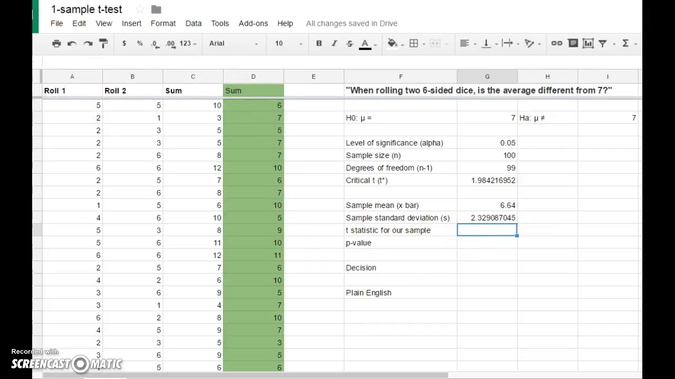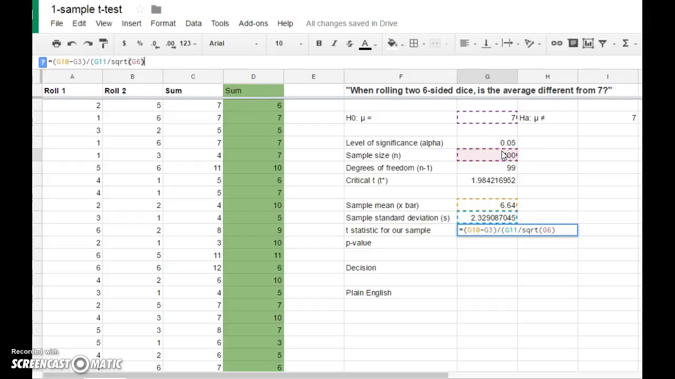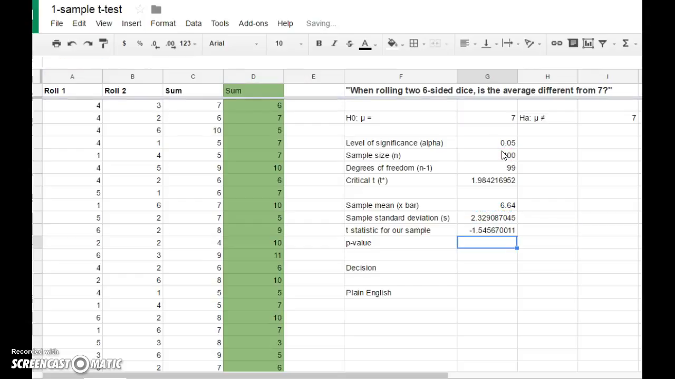And then the t-statistic for our sample using the formula. The top of the fraction is the sample mean minus the null hypothesis mean, divided by, on the bottom we have S, the sample standard deviation, divided by square root of the sample size. And this gives me a t-statistic of negative 1.54.